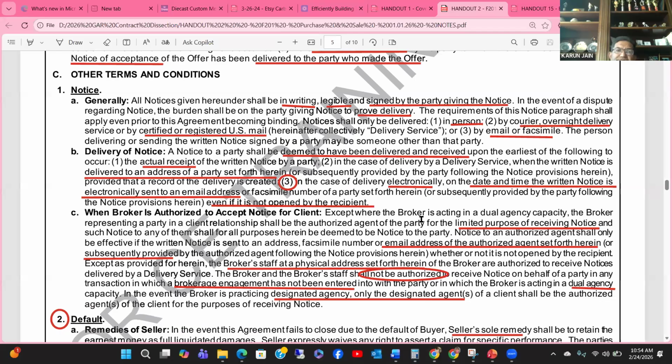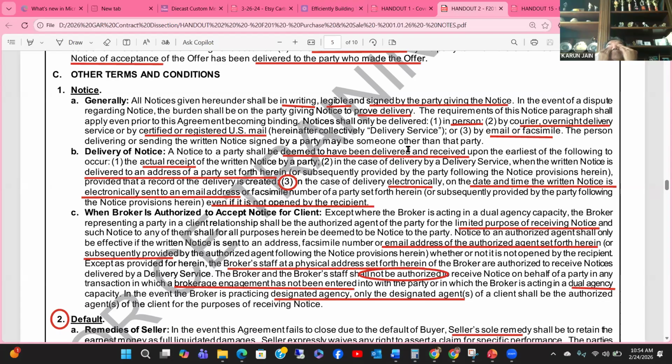So notices. Basically, you guys, this is so important. And those of you who have been in my classes before have repeatedly heard me harp that agent to agent communication has no bearing on the contract. Why? Because the contract tells me so. Notices must be in writing. So you're thinking, well, agent to agent, that's by email, that's writing. Legible. Okay, email's legible. Here's the kicker. Signed by the party giving the notice.